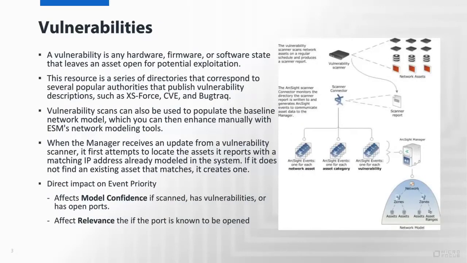So the first resource type that we'll talk of in the asset model is vulnerabilities. As you understand, they're just that. They're any piece of hardware, firmware, software that ultimately leaves the asset open for exploitation, whether it be tracked through a CVE or bug track. The vulnerabilities ultimately are used to map to the individual assets. Once the asset is identified and the vulnerability is associated, typically through an ingest from a scanner connector, such as Qualys or Rapid7, those values then are attributed to the individual asset.